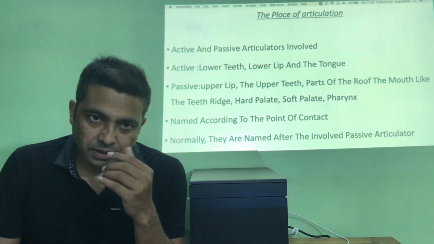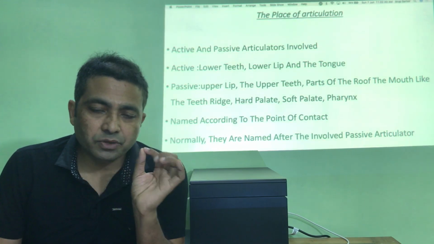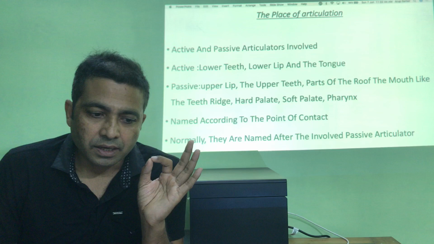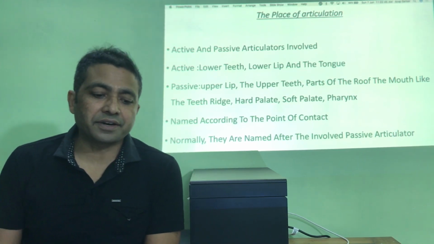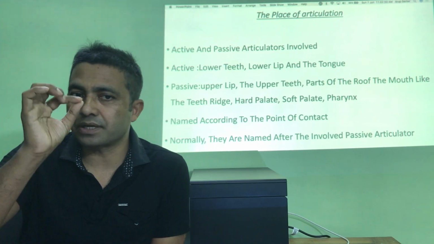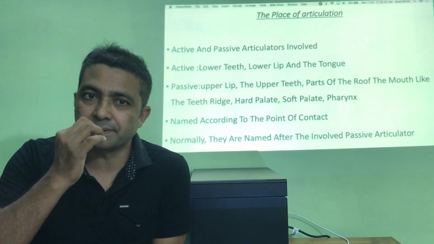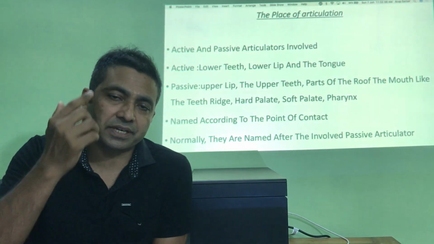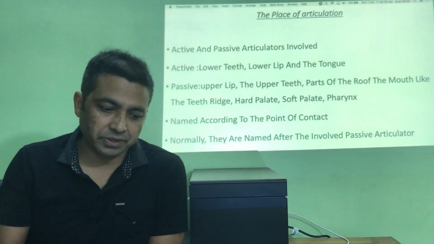And I told you each consonant is named as far as place of articulation is concerned. They are named according to the point of contact where the articulators come in contact. If it is in the lips, they will be named accordingly. If the contact is taking place in the teeth ridge, they will be named accordingly.